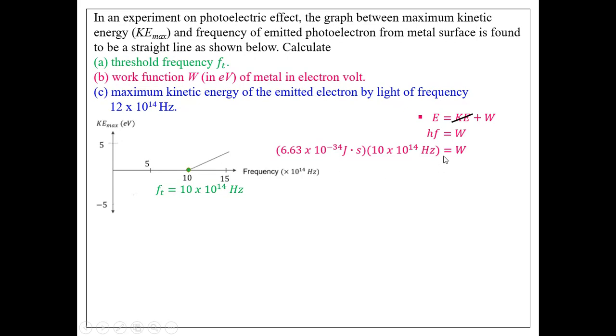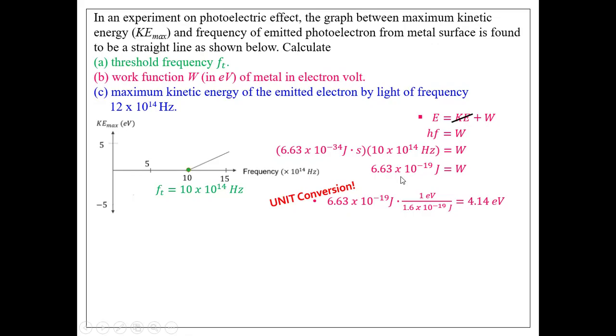So therefore, what is the minimum work function? You just use the minimum frequency needed, which is 10 times 10 to the 14 hertz. Once you simplify that on your calculator, you'll get a value of 6.63 times 10 to the negative 19 joules. But notice that in part B here, it wants the work function in units of electron volts. So we just have to convert, once again, joules to electron volts.